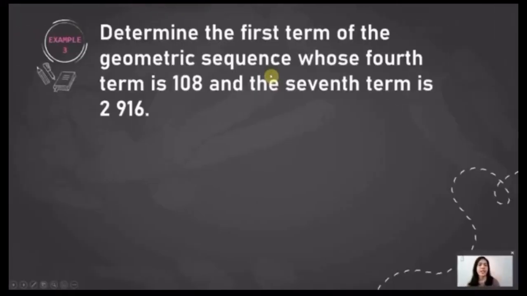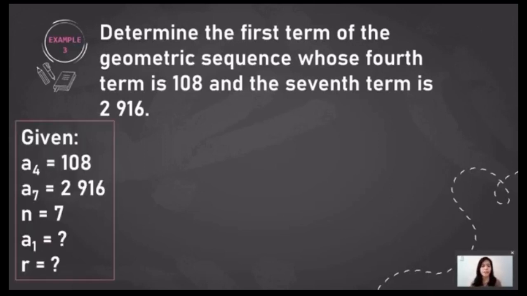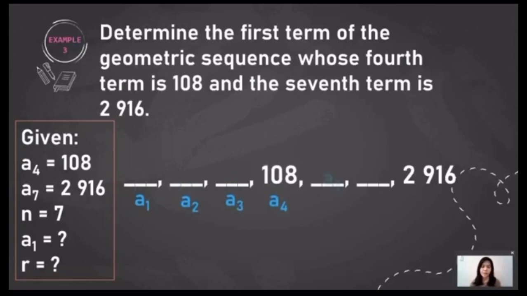Example number 3. Determine the first term of the geometric sequence whose fourth term is 108 and the seventh term is 2916. So here, we are going to solve for our first term and also our common ratio. Now the given are a sub 4, 108, a sub 7, 2916, and of course our n is 7. Now we can write our sequence as this one. Now the only given are a sub 4 and a sub 7.